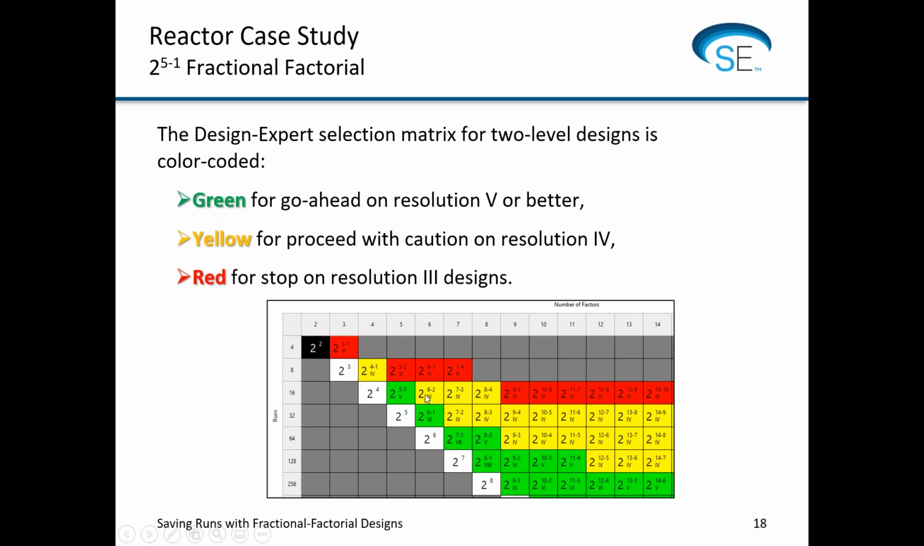Yellow, these are all resolution 4 designs. You will get main effects, but your 2-factor interactions will be aliased with each other. And then the red designs are all resolution 3. You can see that these are a small number of runs, 8 run designs, maybe 16 run designs with a lot of factors in them. These will all have your main effects aliased with two-factor interactions.